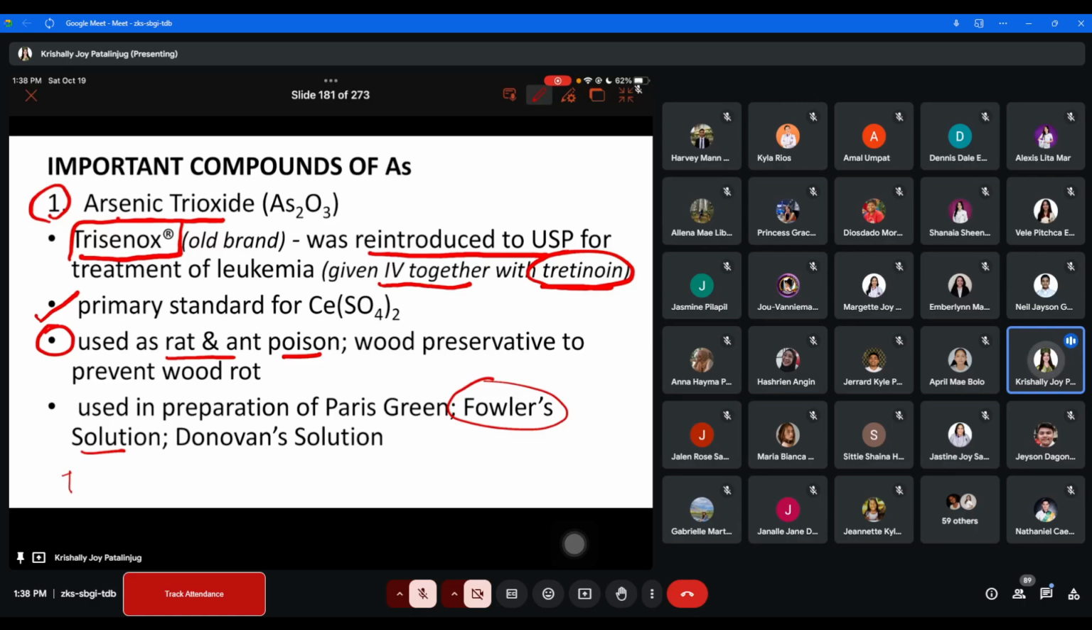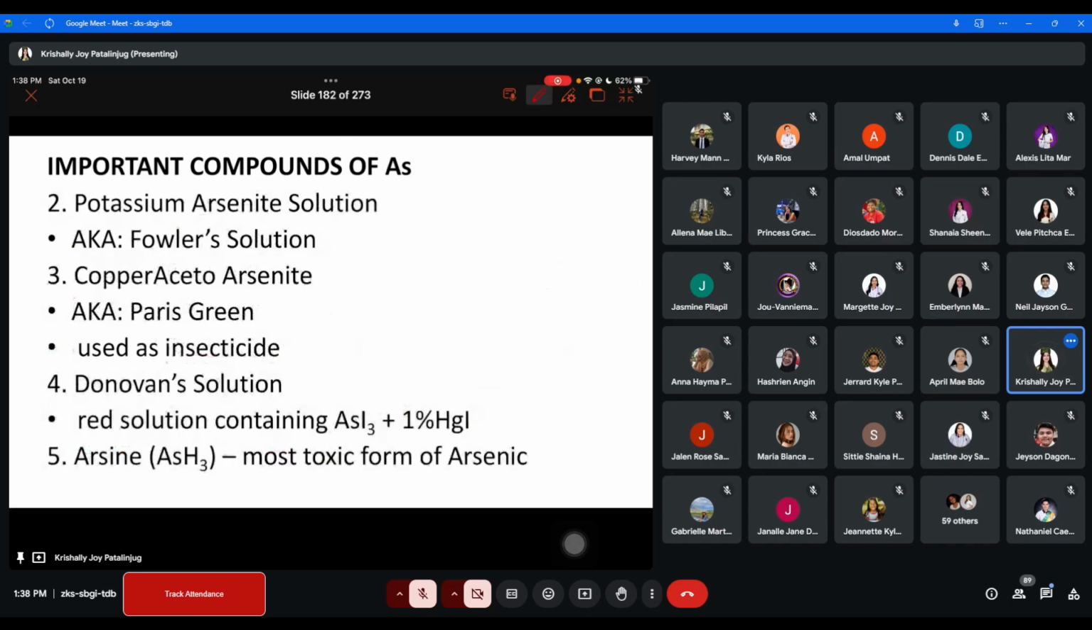Yan. And these are other preparations containing arsenic: Paris green, Donovan solution, and yun nga, yung Fowler solution. Ito, nasabi na to kanina. Fowler solution containing potassium arsenite. Paris green, Donovan solution again. They contain arsenic. Ito in a form of copper acetoarsenite. Ito naman is arsenic triiodide with mercuric iodide. Okay, so yan yung component ng Donovan solution. And the most toxic form of arsenic is arsine.